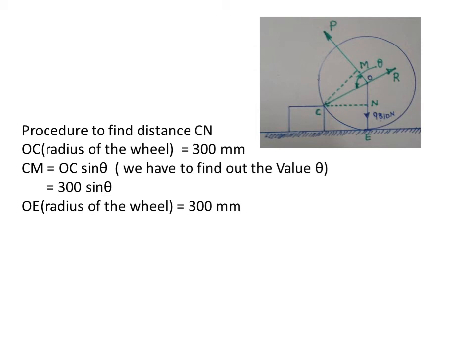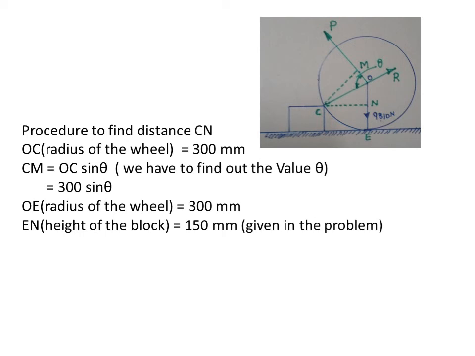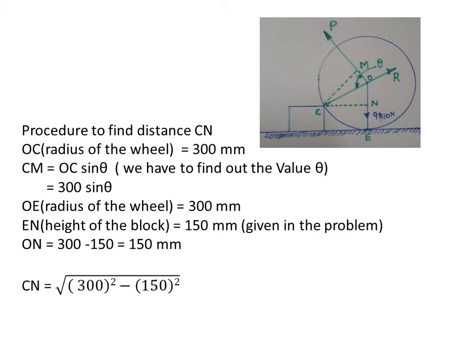OE, radius of the wheel, equal to 300 mm. EN is height of the block, that is equal to 150 mm. It is given in the problem. ON equal to 300 minus 150, radius minus height of the block. 300 minus 150, it is equal to 150 mm. So the value of Cn is root over 300 square minus 150 square, and its value is 150 root 3 mm.